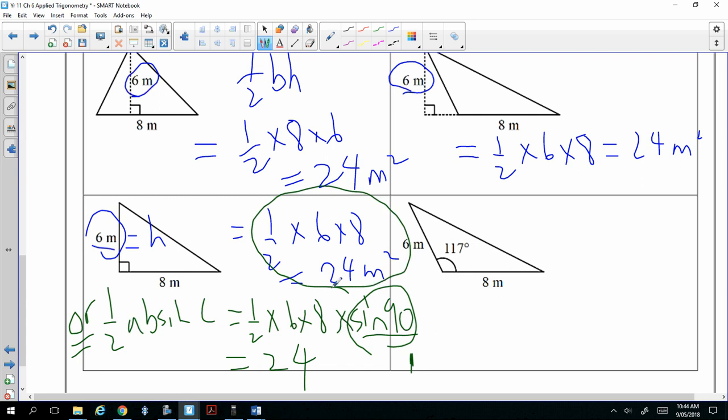However, this one you have no choice. You have to do half times 6 times 8, sine 117, because no height is given. So in all the three previous cases, there's a perpendicular height. But in the fourth case, there's no perpendicular height, so you have to use this formula. And the answer won't be 24, it will be less than 24.